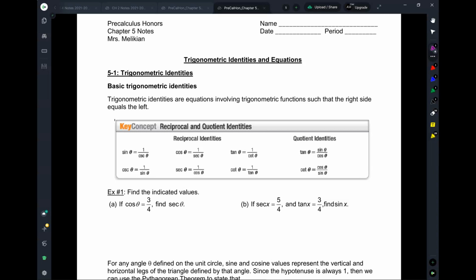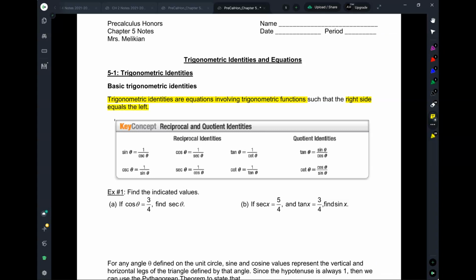So the whole chapter that we're going to do next is on what we call trig identities, right? And trig identities are basically equations that involve trig functions, such that the right side equals the left side. So it's like relationships more than anything else.